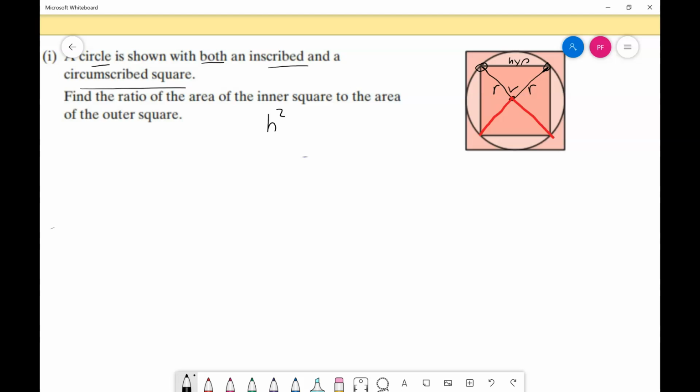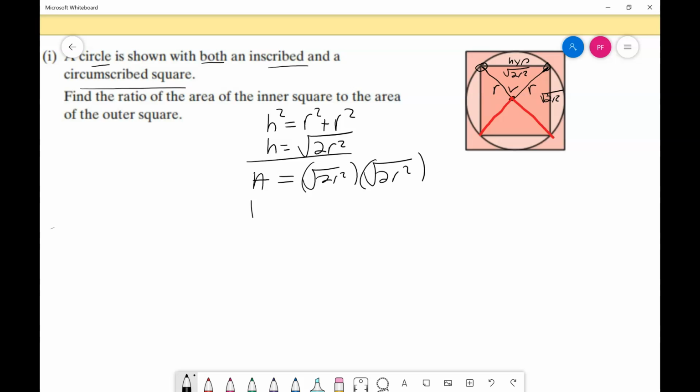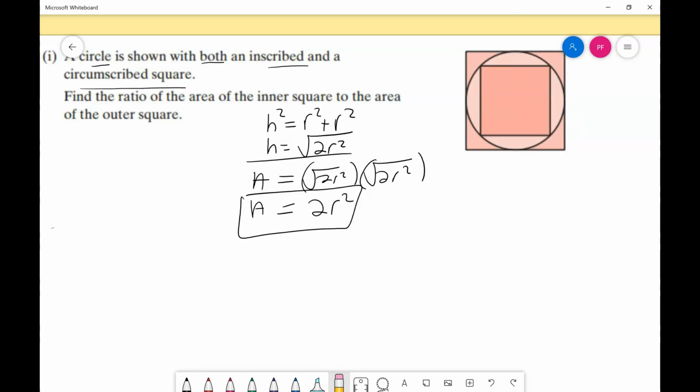So the hypotenuse squared is equal to r squared plus r squared. So h is equal to the square root of 2r squared. So that's the length of one side, root 2r squared. It's a square, so every side is length root 2r squared. So this side is root 2r squared. So the area of that is equal to root 2r squared multiplied by root 2r squared, which is just going to give me 2r squared. So that's the area of my small square.